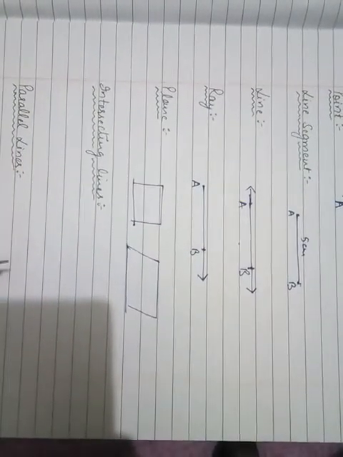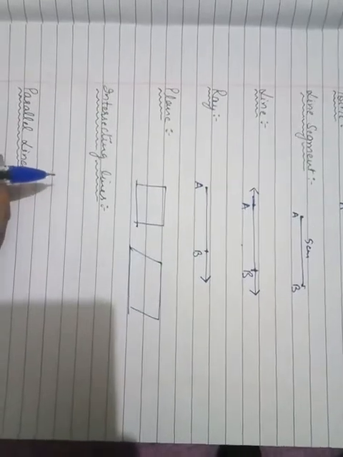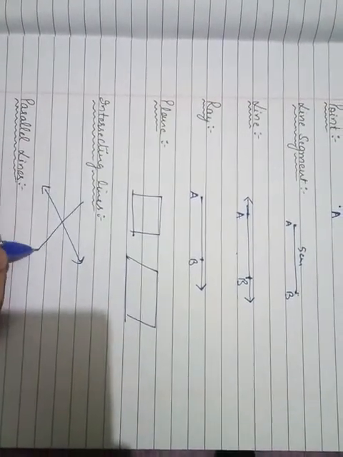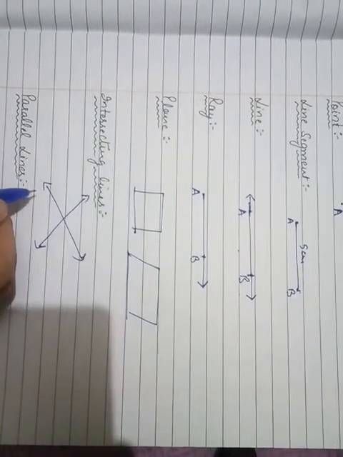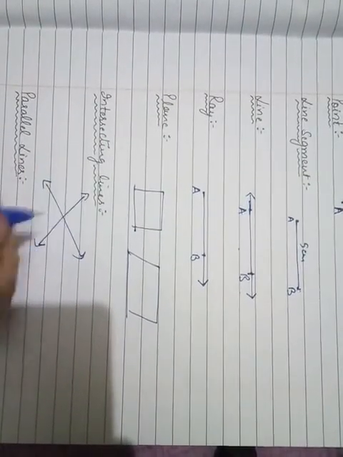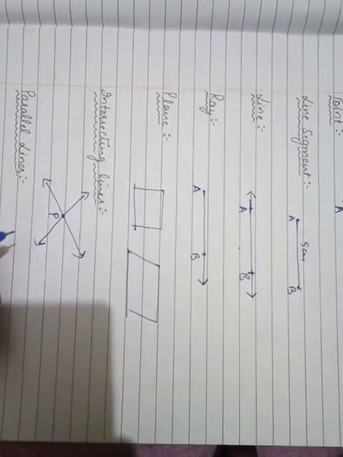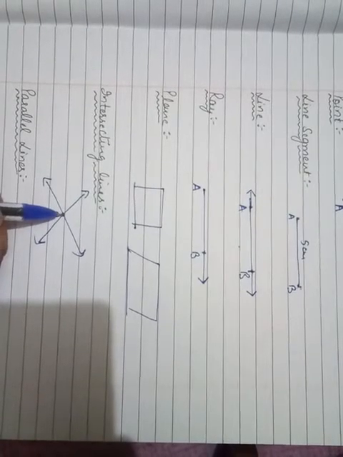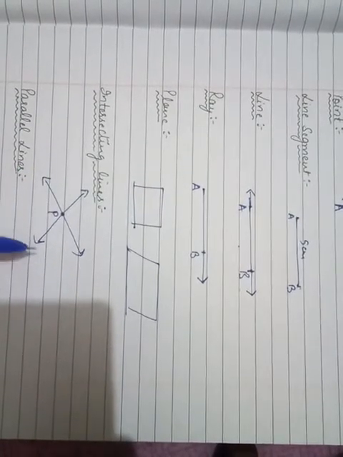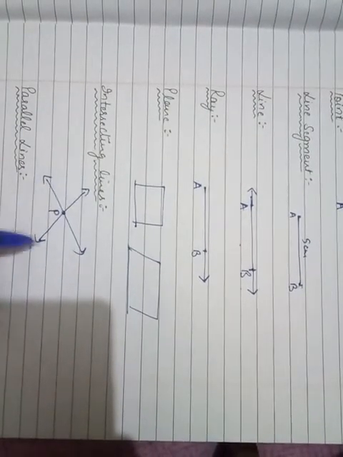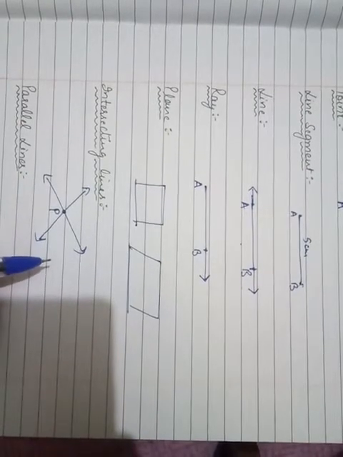Now let us see what is the intersecting lines. Intersecting lines. When two lines intersect each other at one point. Suppose this is a line and this is a second line. These two lines intersect each other at one point only. This is point P, suppose. So this is a common point of both the lines. The two lines which intersect each other at only one point, these lines are known as the intersecting lines.